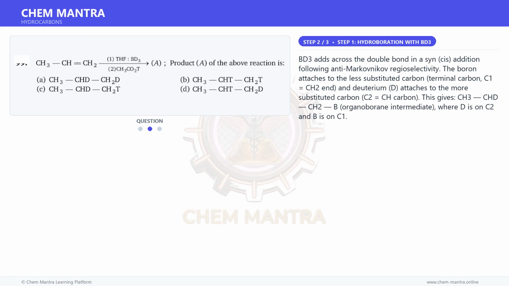BD3 adds across the double bond in a syn, cis, addition following anti-Markovnikov regioselectivity. The boron attaches to the less substituted carbon, the terminal carbon, C1, which is CH2, and deuterium, D, attaches to the more substituted carbon, C2, the CH carbon. This gives CH3-CHD-CH2B, the organoborane intermediate, where D is on C2 and B is on C1.